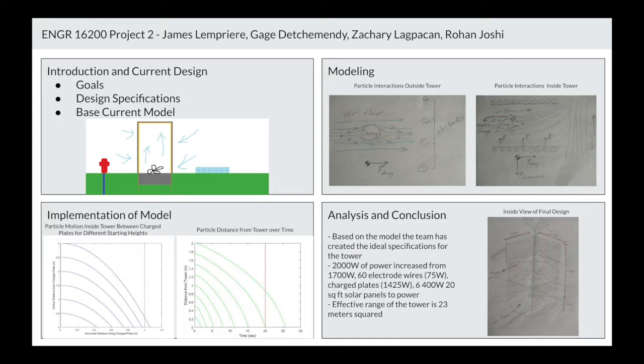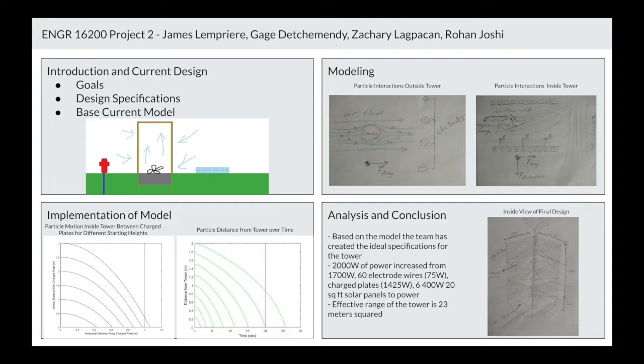Two separate MATLAB codes were utilized to implement the fluid dynamics described by Zach into a user-friendly model. One of the codes models the airflow of particulate outside the tower and outputs a graph of particle distance from the tower over time for particulates starting at different distances from the tower, as seen here in this graph. This graph reveals the effective range of the tower for the given specifications.